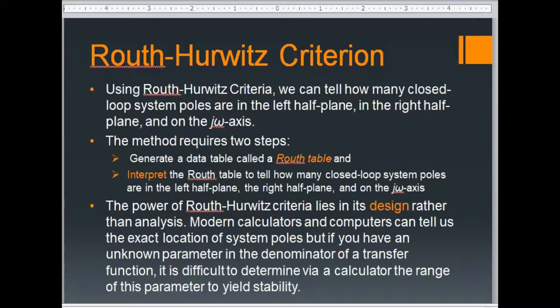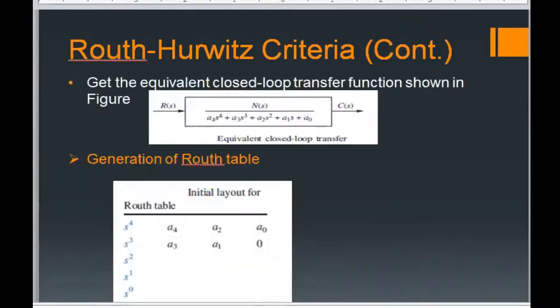Just consider an equivalent closed loop transfer function in a figure. For example, we have a general system and the closed loop transfer function, where R(s) is the input and C(s) is the output, and the equivalent closed loop transfer function has N(s) in the numerator. We are not interested in that. What we are interested in is the denominator.